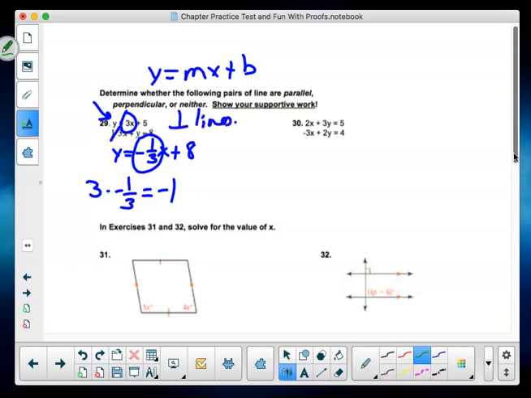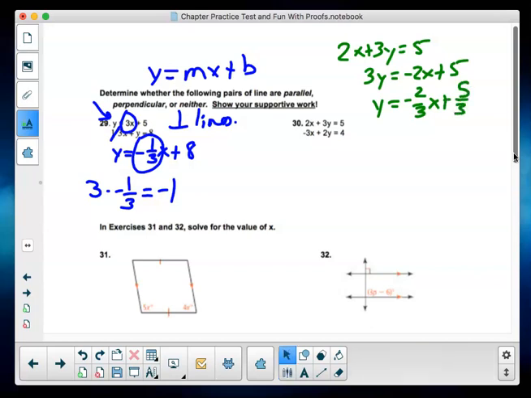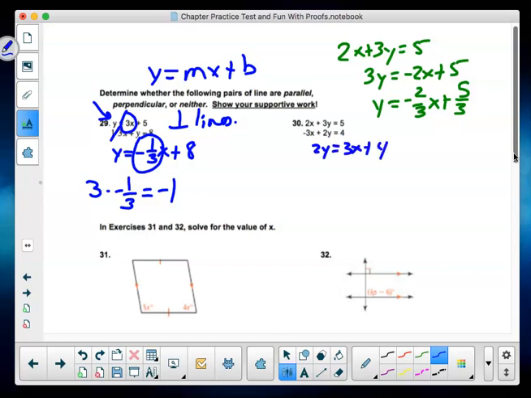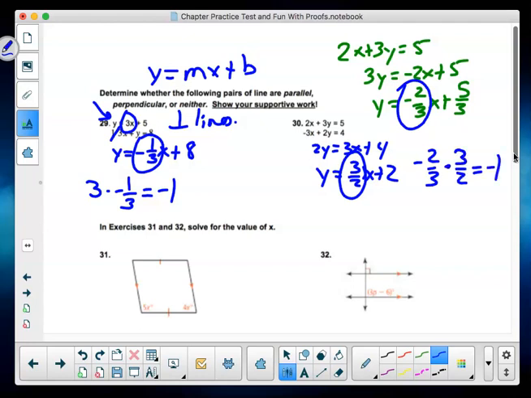In this other one, I've got to do 2 solves. 2x plus 3y equals 5. And 3y is equal to negative 2x plus 5. y is equal to negative 2/3 x plus 5/3 as I solve. That's the first one. The other one is 2y is equal to 3x plus 4. And I divide by 2, and y equals 3/2 x plus 2. I read my slopes. Okay, and I find out that these are opposite reciprocals of each other, and the proof is in the pudding when I actually multiply them together and find out that this also will be negative 1. So my lines are perpendicular.